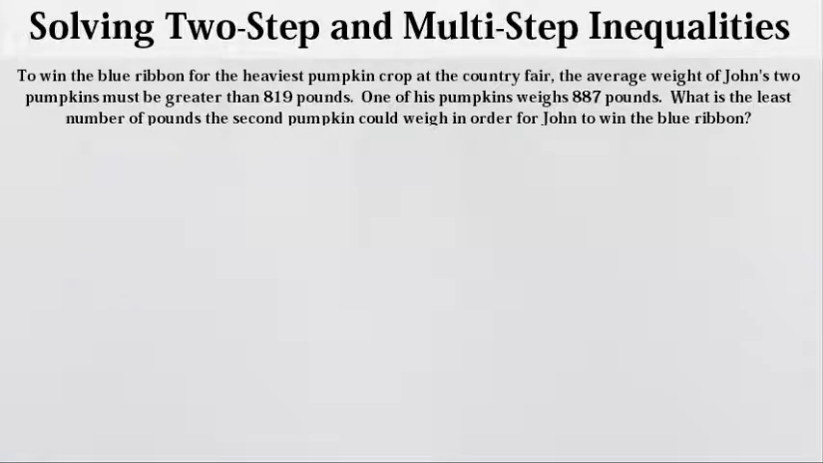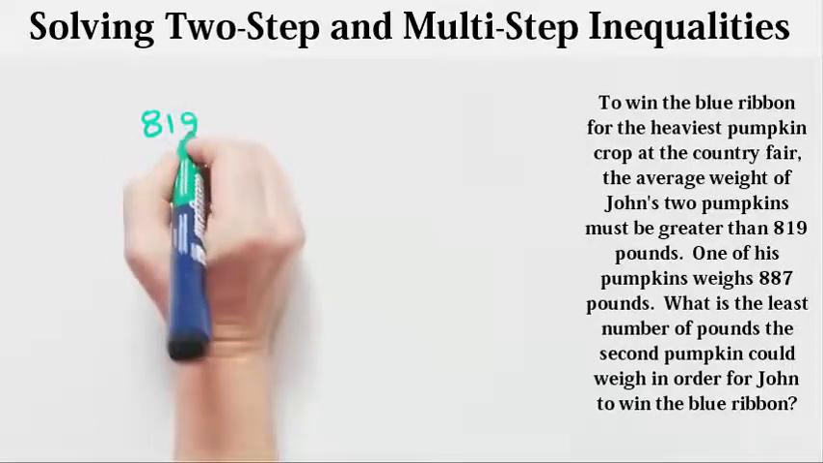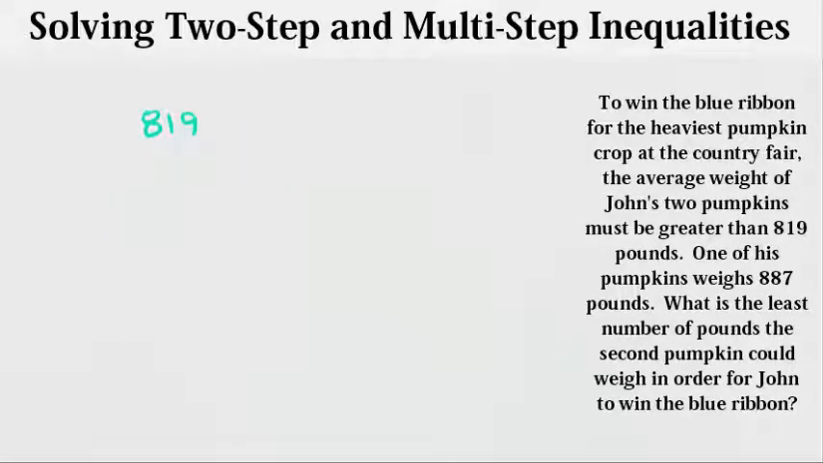So now we're going to move into a word problem. To win the blue ribbon for the heaviest pumpkin crop at the country fair, the average weight of John's 2 pumpkins must be greater than 819 pounds. One of his pumpkins weighs 887 pounds. What is the least number of pounds the second pumpkin could weigh in order for John to win the blue ribbon? So 819 is the number that he's comparing his pumpkins to.